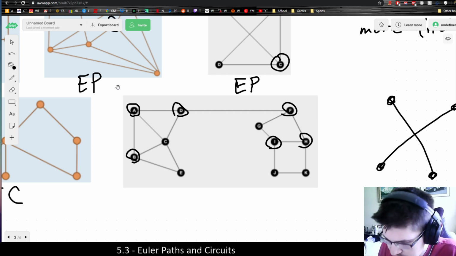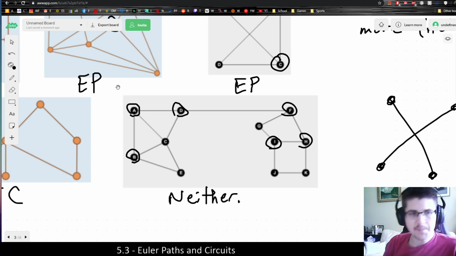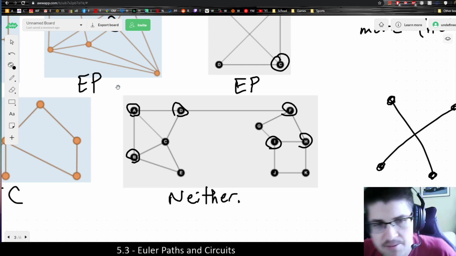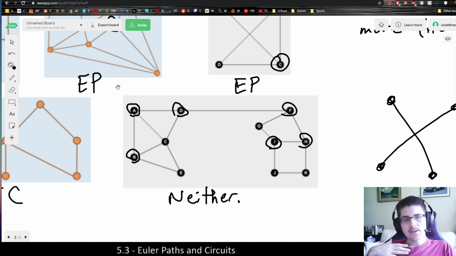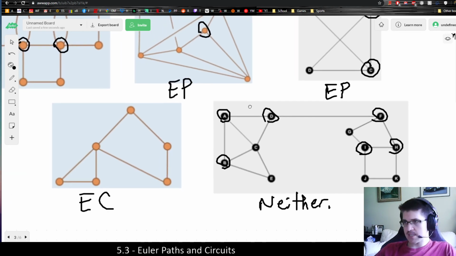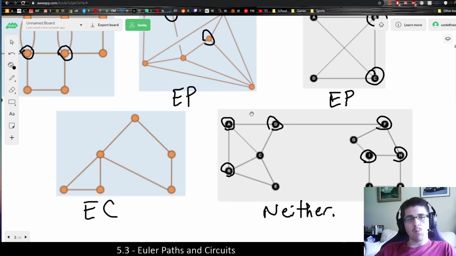So this one had a total of 6 odds, and in those cases, the graph will have neither an Euler path nor Euler circuit, meaning it's too complicated. There are too many stopping points to actually be complete. And this is how we find whether or not graphs have Euler paths or circuits. In the next video, we will talk about why, and we'll look at how you actually find the paths and circuits from scratch.